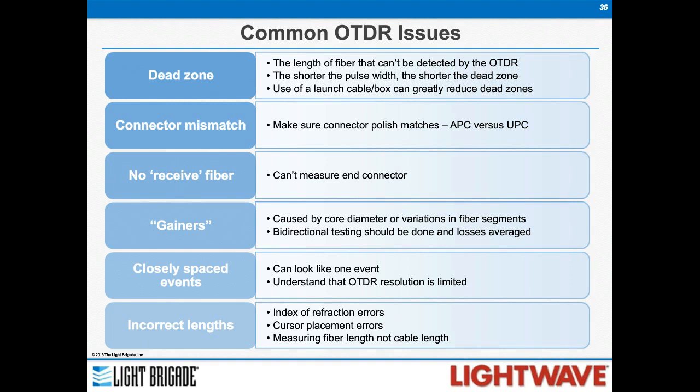Gainers we talked about, they're just variations in the core of the fiber segments, and using bidirectional testing will help you average that out and get rid of that problem. And then your lengths. If you're really trying to get an accurate length, you really need to make sure that the index of refraction is correct. Otherwise, you're going to be off by possibly tens of meters.